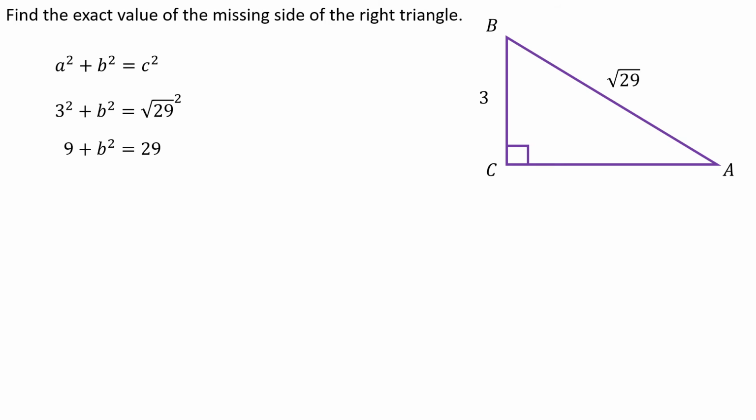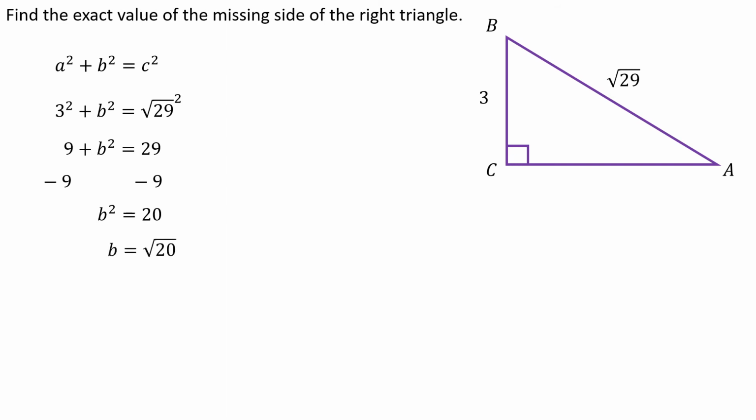Now, to undo the addition, I've got to subtract, right? 9 was being added to b squared. Opposite of addition is subtraction. I now know that b squared has to be 20. Got to take the square root.